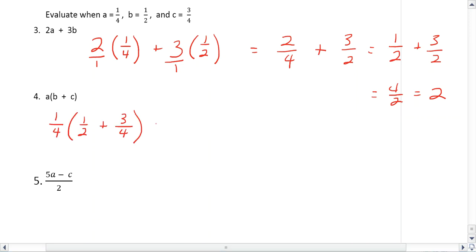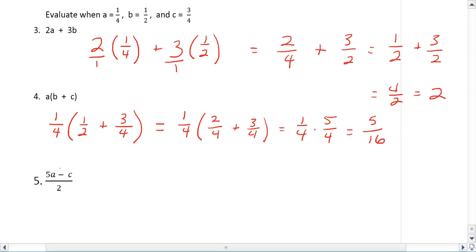All right, in example 4, I have substituted in the fractions for the a, b, and c. I need to do what is in parentheses first. So I'm going to change these to common denominators. So I have 2/4 plus 3/4. Then we go ahead and add them. We would get 5/4. And then the last step is to multiply. Remember, we multiply fractions straight across. So my final answer is 5/16.